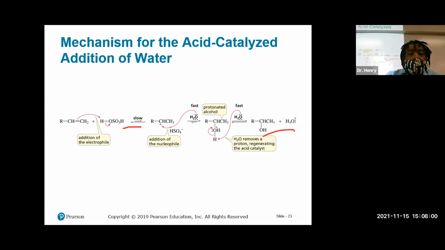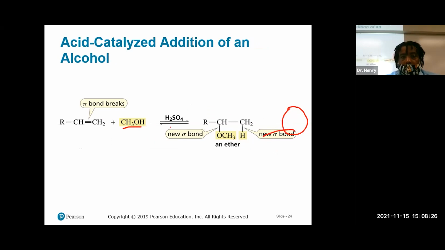Okay. So we can do the same thing. As a result of it, we end up with the hydronium ion. So in other words, we're going to get an alcohol and the hydronium ion, secondary alcohol. Okay, so we could do the same thing with an alcohol, right? Because in the case of an alcohol, we can end up with the exact same product.